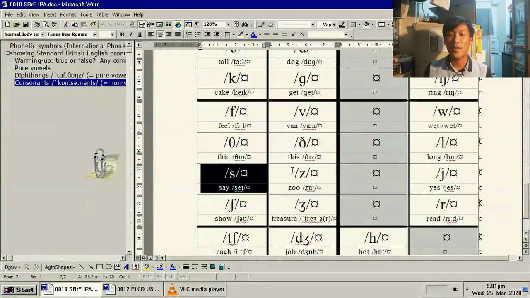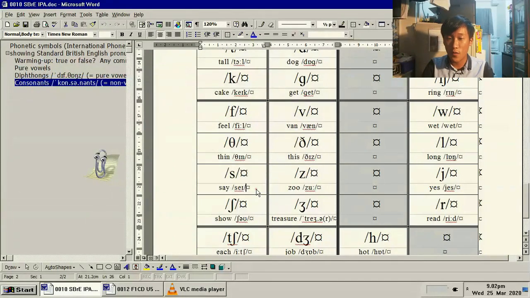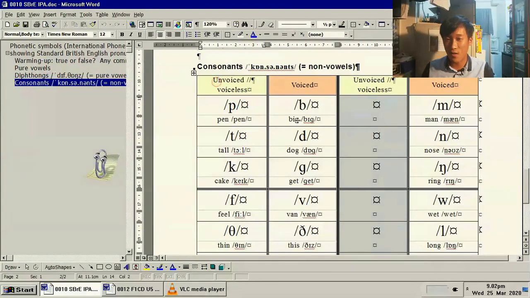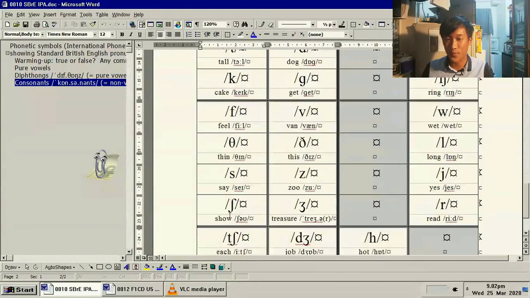So S first. S, unvoiced. Z, voiced. S, z, s, z. So I hope you can hear the difference. And if you understand the voiceless and voiced now, it works for other pairs of sounds as well. They work the same way.